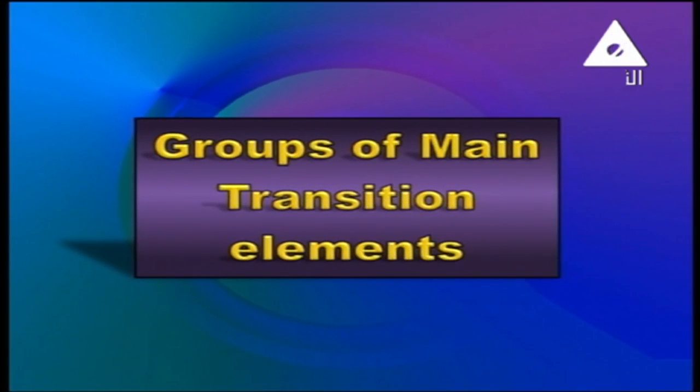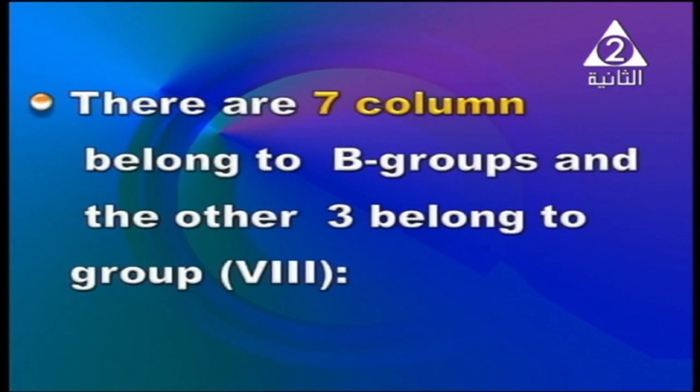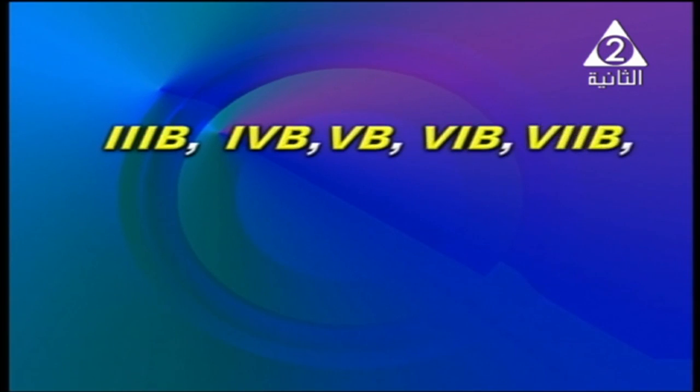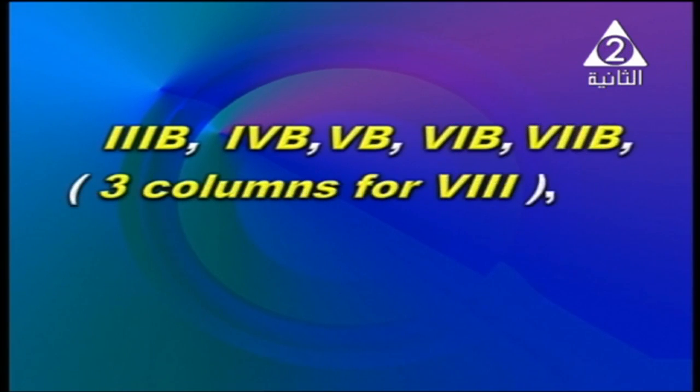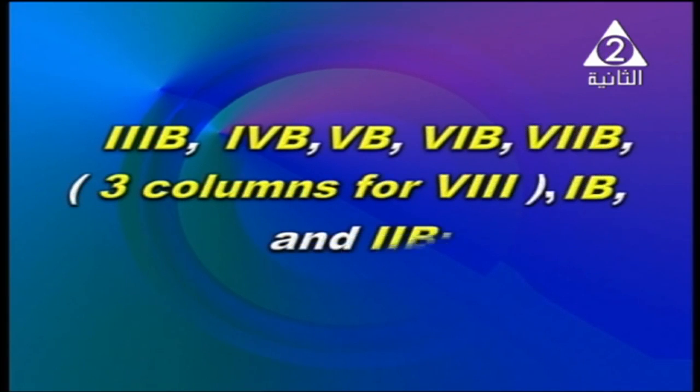Now we are going to discuss the groups of the main transition elements. There are 7 columns that belong to B groups, and the other 3 belong to group 8. So the groups are 3B, which fill the d sublevel with 1 electron, then 4B, 5B, 6B, 7B, and 3 columns for group 8, and 1B and 2B. These groups fill the d sublevel with 10 electrons.